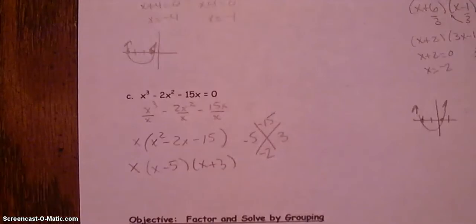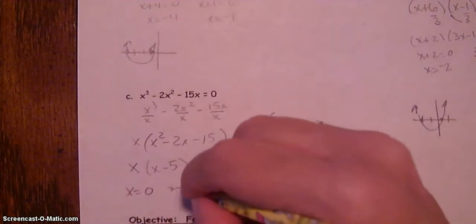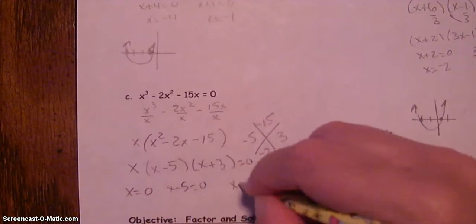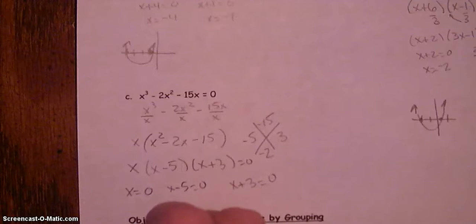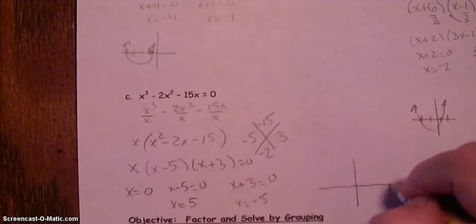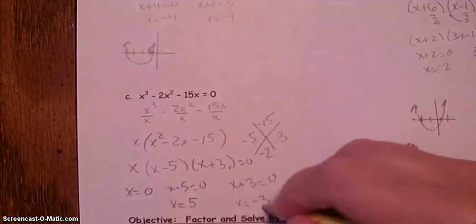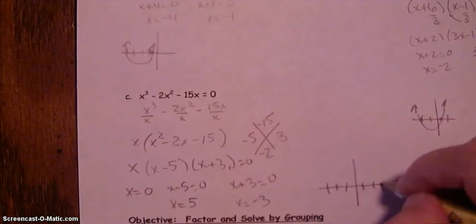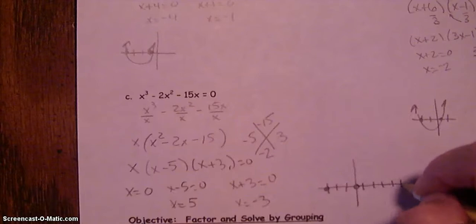Okay, so continuing on with setting these equal to 0, I'd have x equal to 0, x minus 5 equal to 0, and then x plus 3 equal to 0, which gives me solutions of x equals 0, x equals positive 5, and x equals negative 3. So that would tell me that my graph would look something, negative 3, like this. 1, 2, 3, 1, 2, 3, 4, 5. I'm crossing at negative 3, 0, and positive 5.